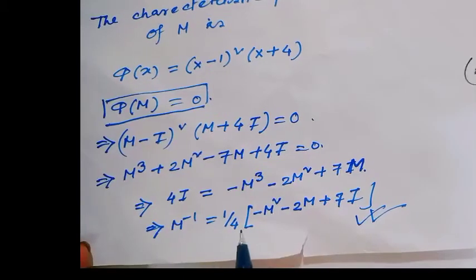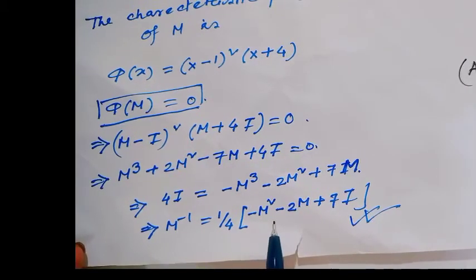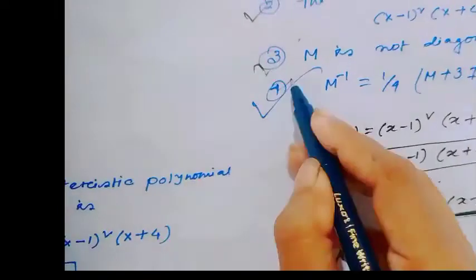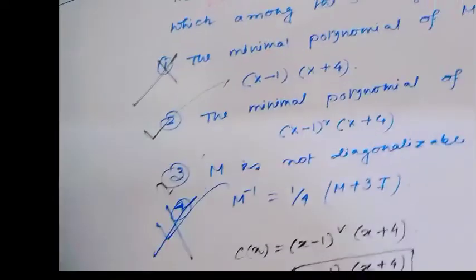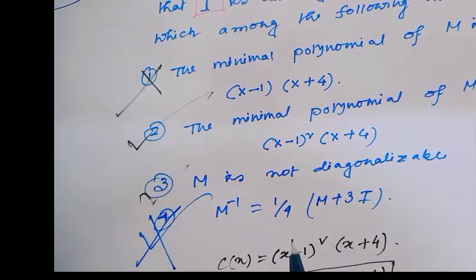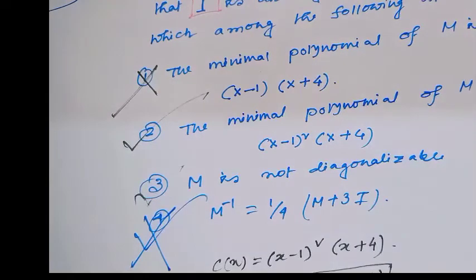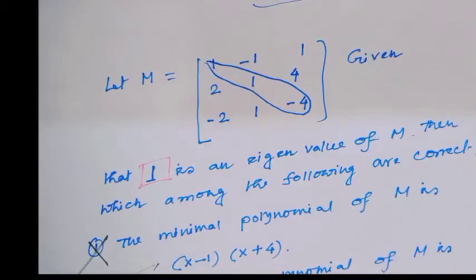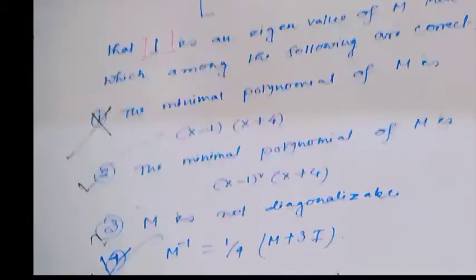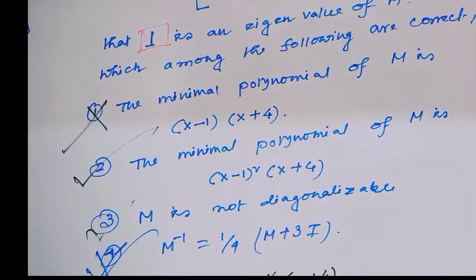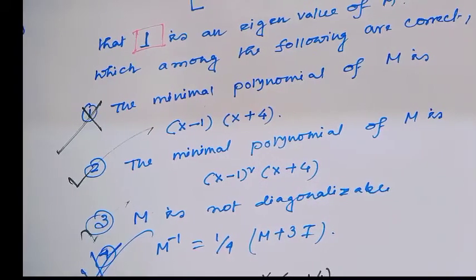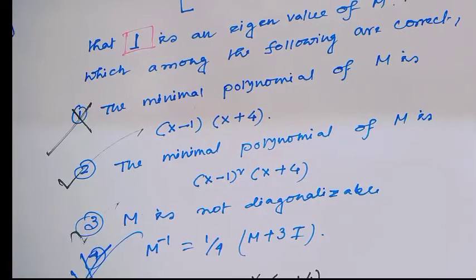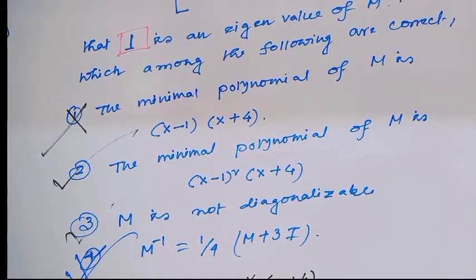And since m inverse is equal to 1 over 4 times minus m square minus 2m plus 7i, that means option 4 is a wrong option, because option 4 indicates m inverse equal to 1 over 4 times m plus 3i. Are you getting it? This type of question is actually very important and a very easy type of question. But this type of question has come every year in every competitive exam.